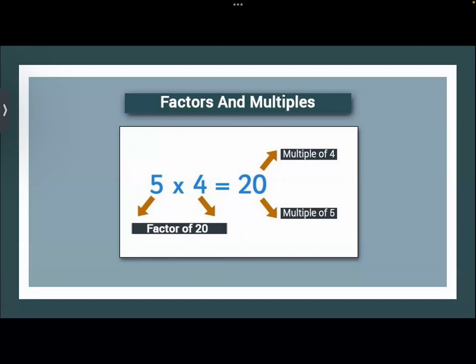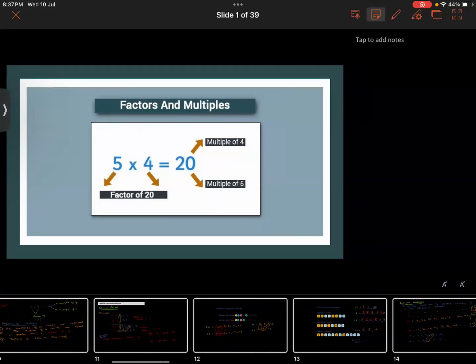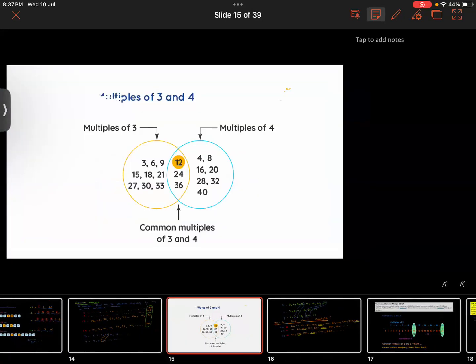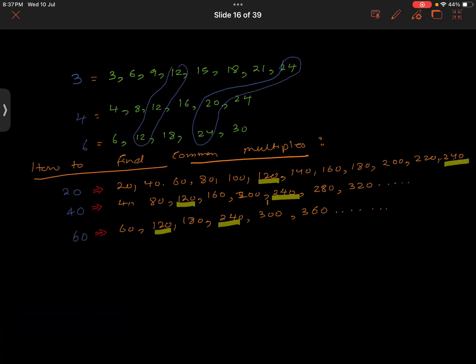Okay, so let us continue. So in the previous class, we were learning about common multiples, right? So we were learning about common multiples of given numbers, and we learned how we can find the common multiples.